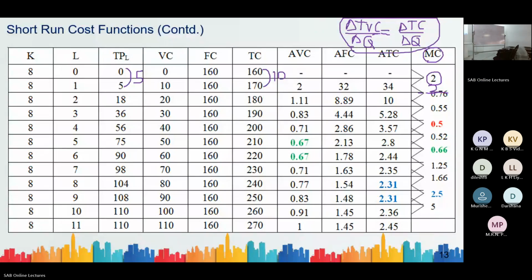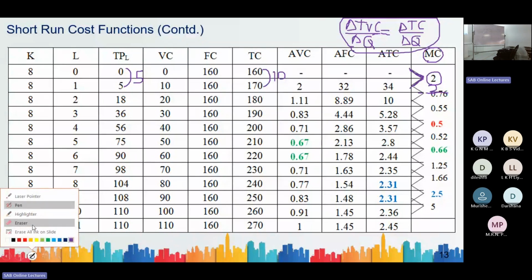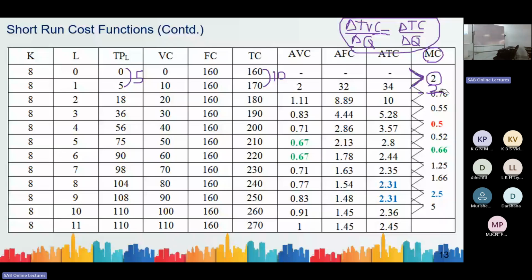But the theoretically correct way of writing marginal cost is to write marginal cost values in between two levels. That is the most correct way. If you want, you can write them in front of the second level. That is also fine.